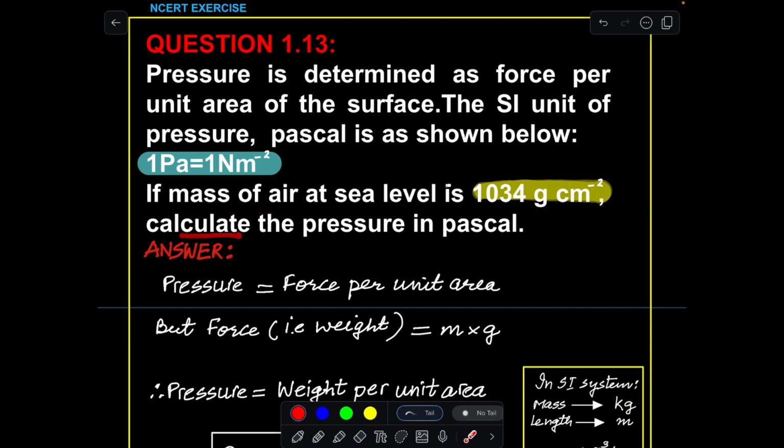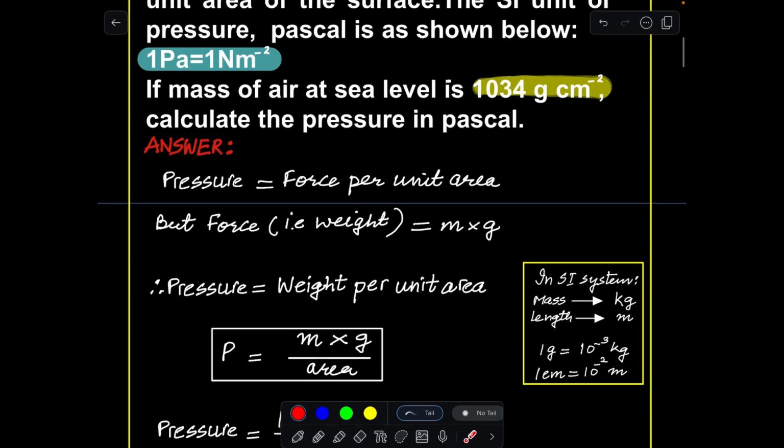In the given question, we need to calculate the pressure in Pascal, and this is the only information given to you. Now, what is the meaning of 1034 grams per centimeter square? It means this mass of air is acting on a surface of 1 centimeter square. So two pieces of information are there: the mass is given, and the area on which this mass is putting pressure is also given. So we need to calculate pressure.